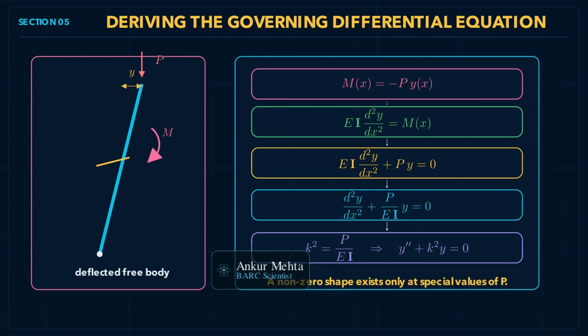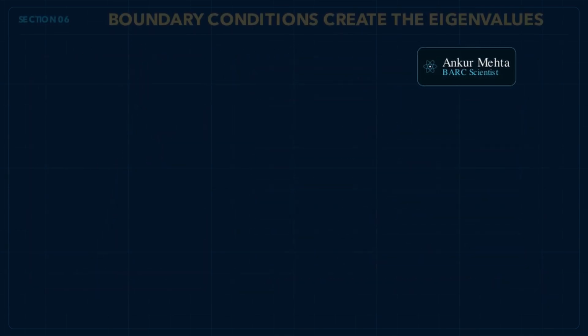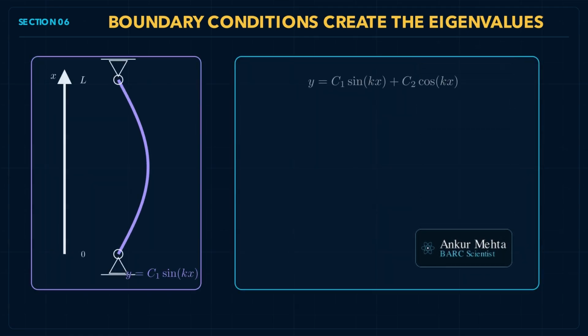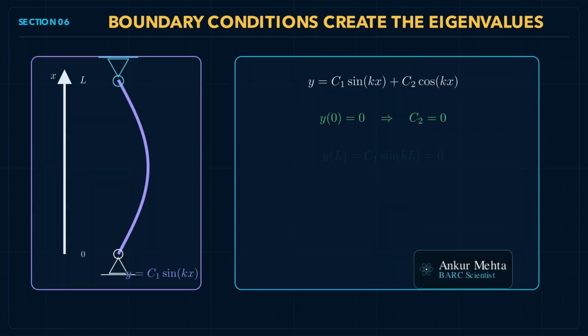Dividing by EI and defining k squared as P over EI gives the classic second-order differential equation: y double prime plus k squared y equals 0. Notice the mathematical beauty here. The unknown is not only the deflected shape. The load P itself must take specific discrete values before a non-zero shape can satisfy the conditions at both ends of the column. The general solution to this differential equation is y equals C1 sine kx plus C2 cosine kx.